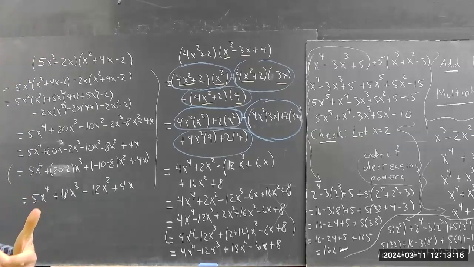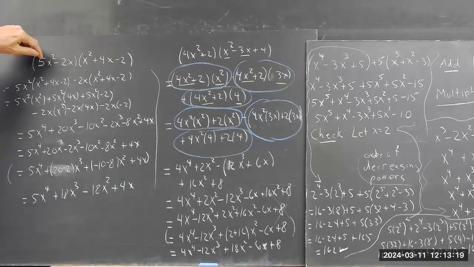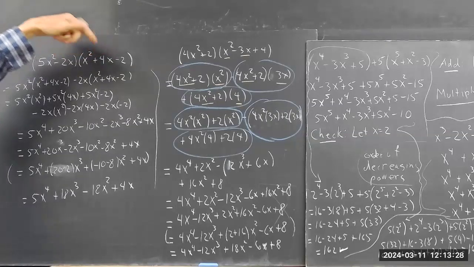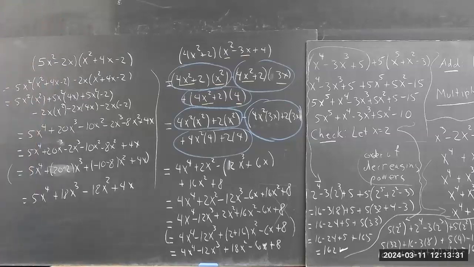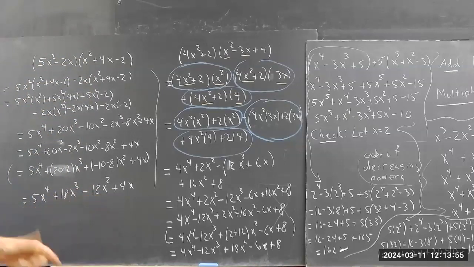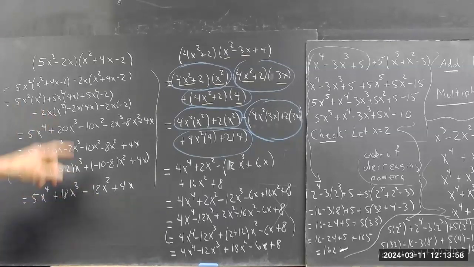Now, if we check, just let x equal 1. If x is 1, then all we get is the numbers out in front here. We get a 5 and a negative 2, which is 3. We get 1 and 4 minus 2, which is 3, so we get 9. If we do that down here, we get 9. I did something wrong earlier: it's 3 times 3, not 3 times negative 3, which is 9. And then 5 and 18 and negative 18 and 4. 18 and negative 18 gives you 0. 5 and 4 gives you 9. Chances are this is correct.